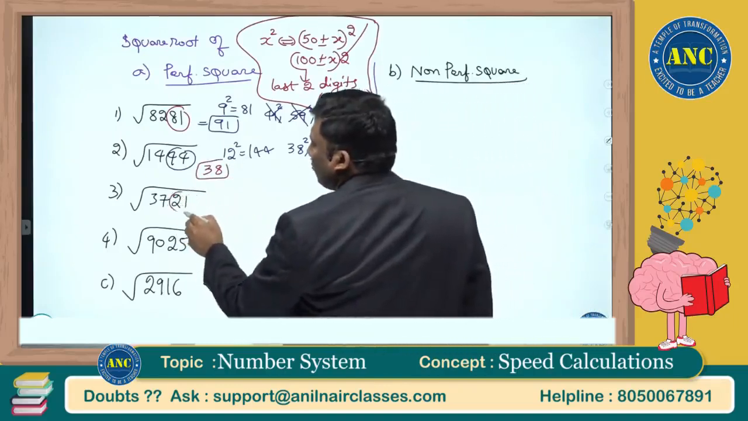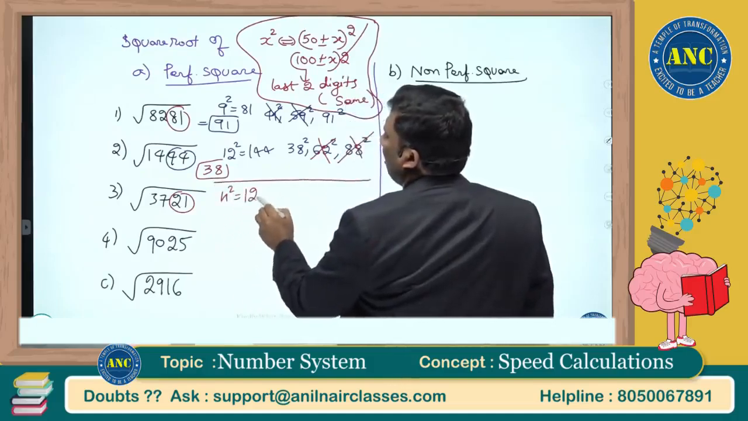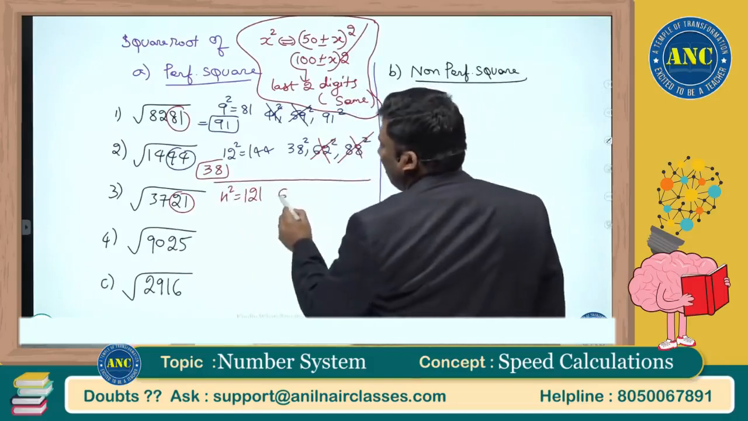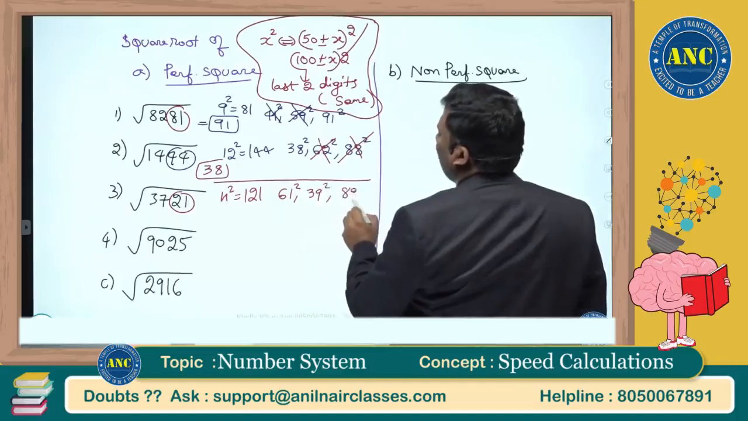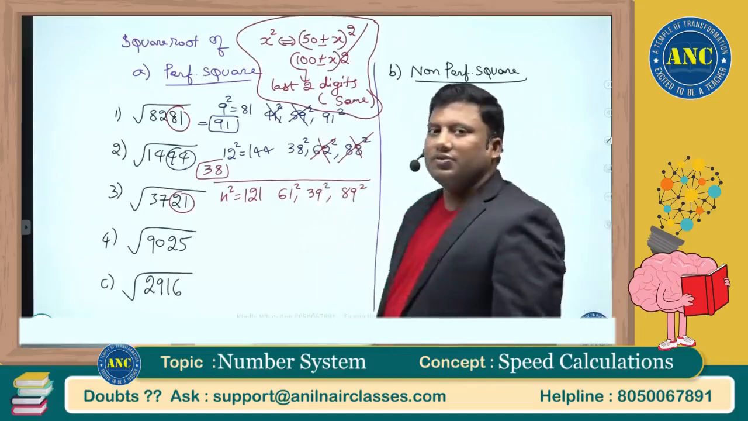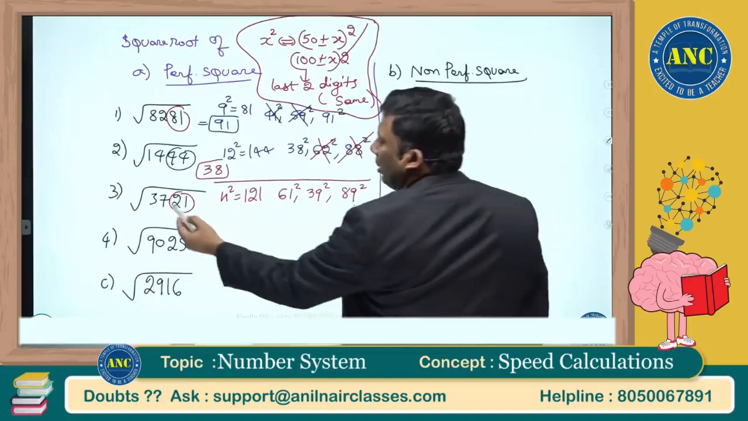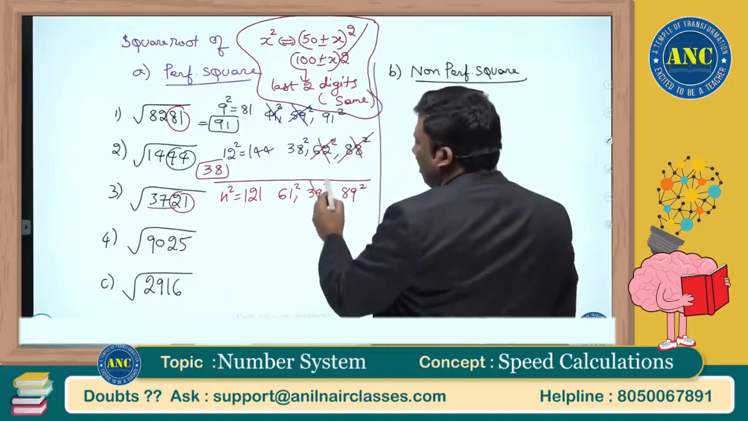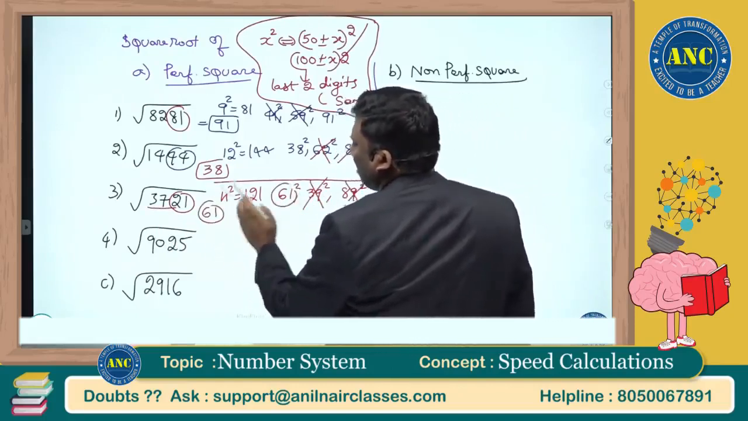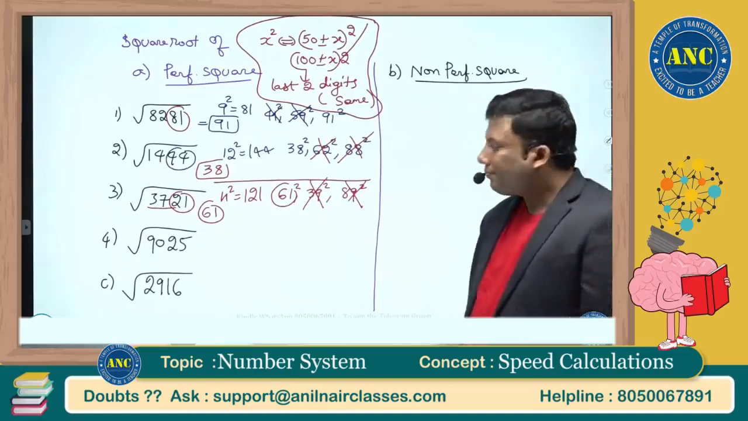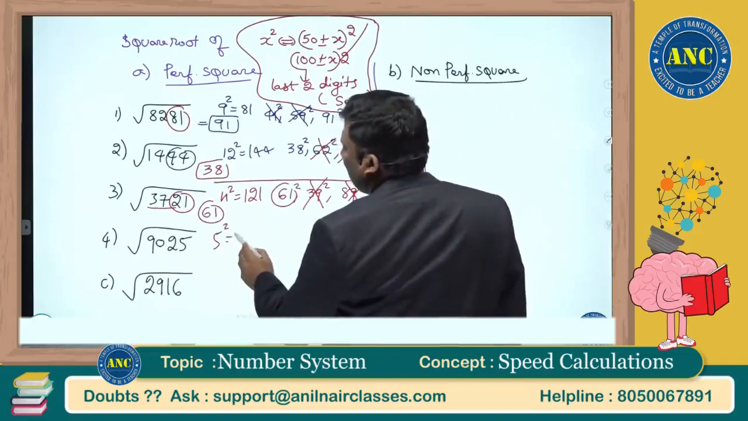Root of 3721. The last digits are 21. 11 square is 121. So 50 plus 11, 50 minus 11, 100 minus 11. Just by looking at the question, it is 3700, which is more than 3600 and not a possible value. 60 square is 3600. So the answer is 61.